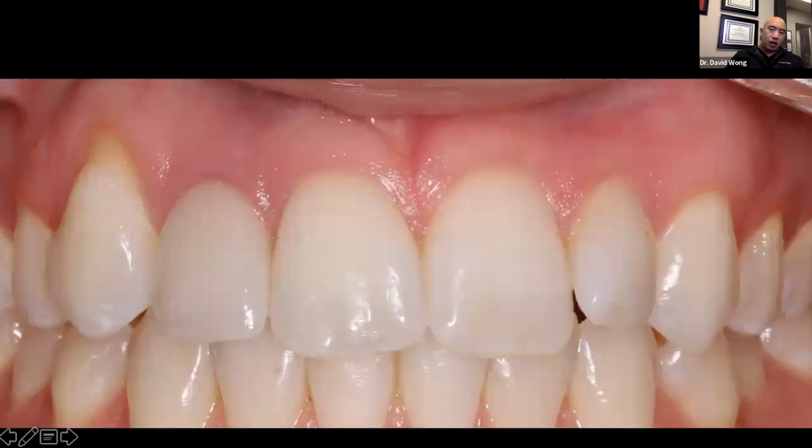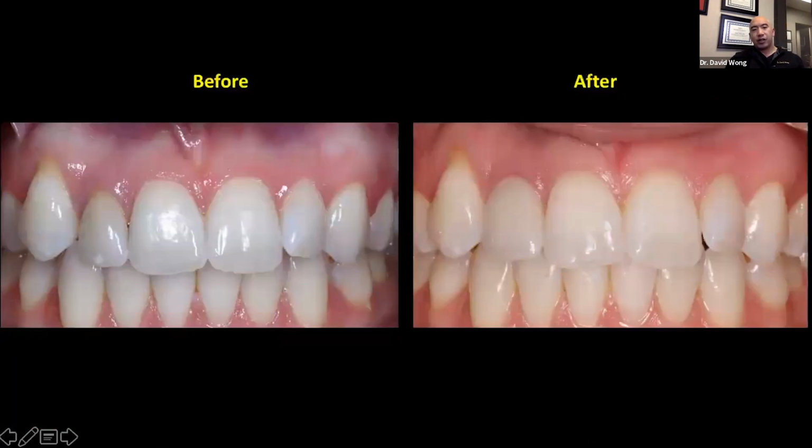So there you have it. There's your final restoration. There's your before and there's your after. But that's kind of how it's done in a nutshell.